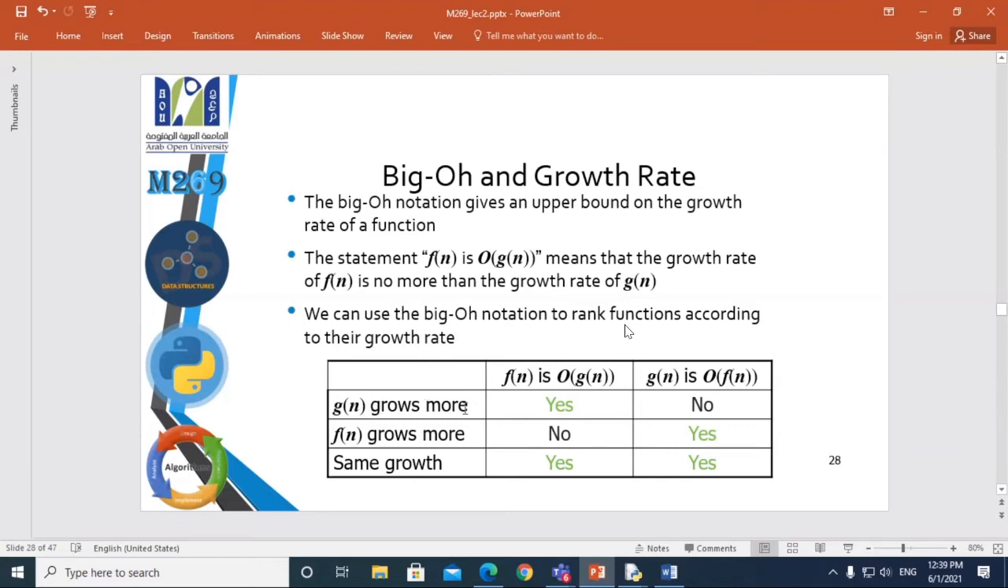We have two things affecting each other. Here it says, if g of n grows, what happens? f grows more. If f of n is big O of g of n, yes it will affect, but the opposite, no. If n grows more, you will find it reversed. If they are the same, both affect each other. This will appear with the examples now. So here, who is affecting what?